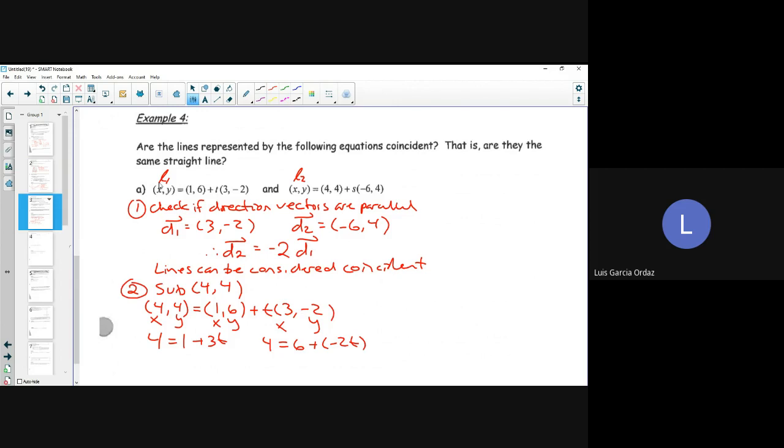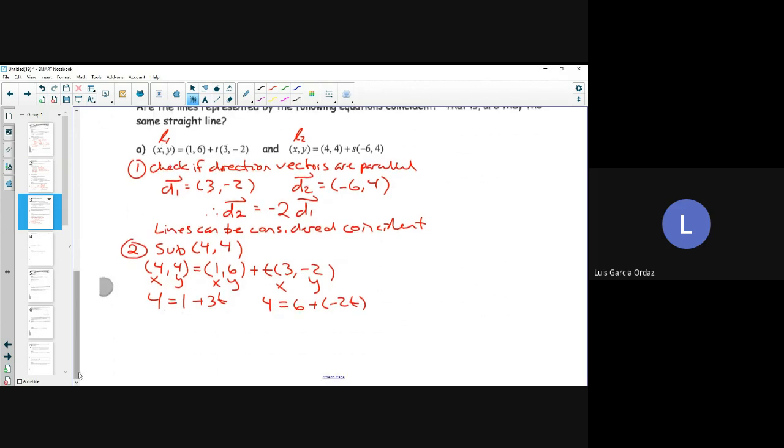Now I need to figure out what my t values are, and if they happen to be the same for both cases, then the point (4, 4) lies on line 1, which means that these two lines are coincident. So I bring the 1 over, I get 3 is equal to 3t, which means t is equal to positive 1. Now on this side, I get -2 is equal to -2t, and t is equal to positive 1. As you can see, these are the same. So since both t's give me 1, that means the point (4, 4) lies on line 1.